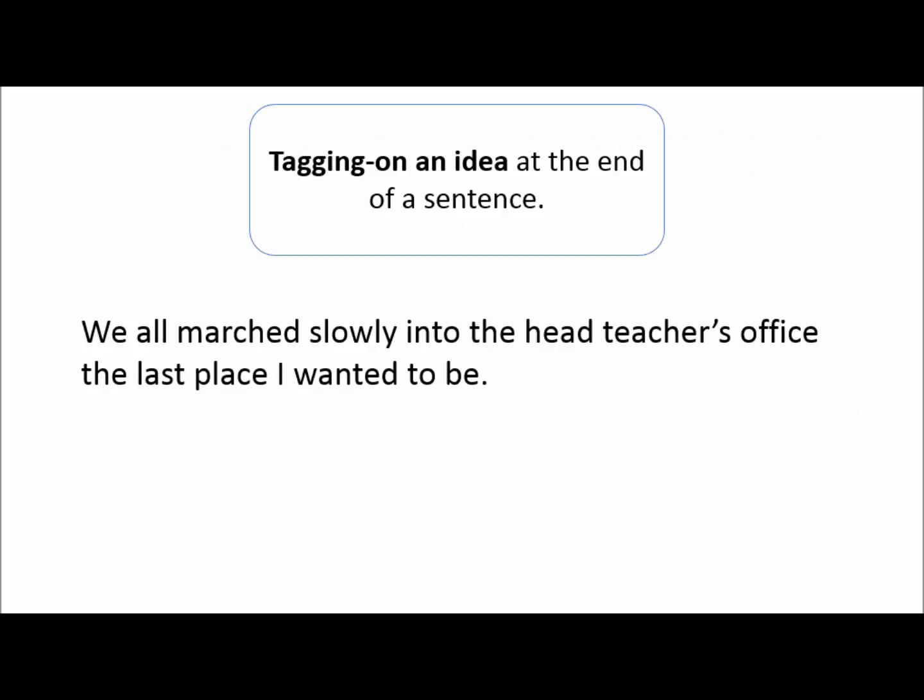Firstly, tagging on an idea at the end of a sentence. Here is a sentence. We all marched slowly into the head teacher's office, the last place I wanted to be. Now, we have one main idea here of marching slowly into the head teacher's office, and then we have tagged on an idea, a side comment, if you will, about our thoughts on going into the head teacher's office. And so, we can add a dash between office and the to show that this is an additional idea, a reflection perhaps on the first part of the sentence.